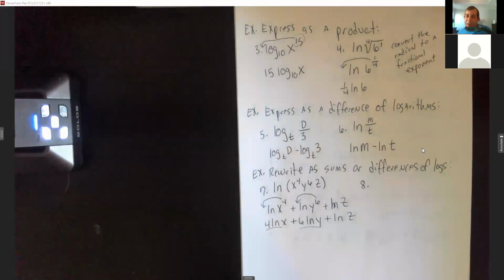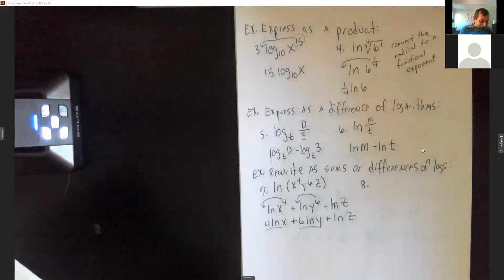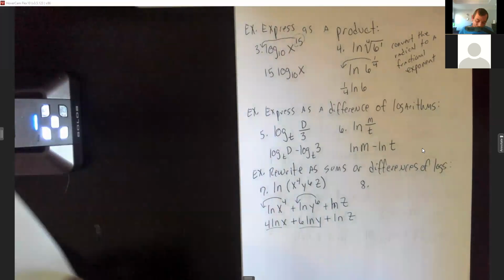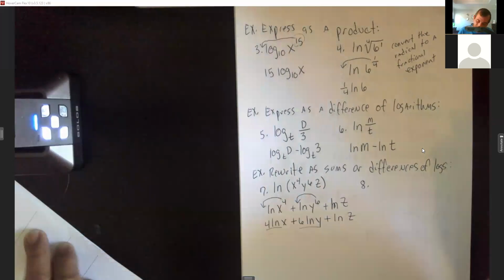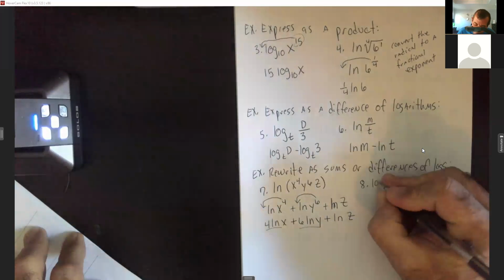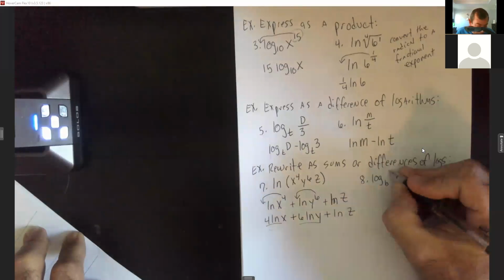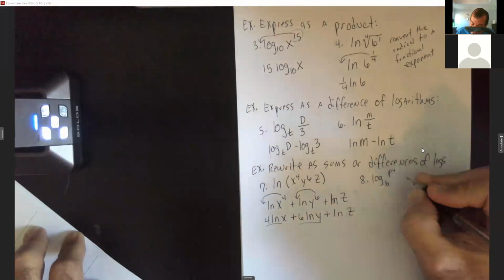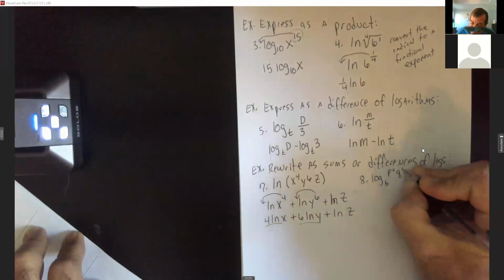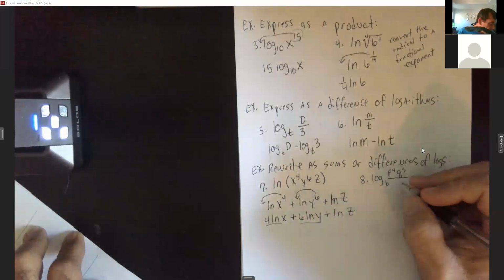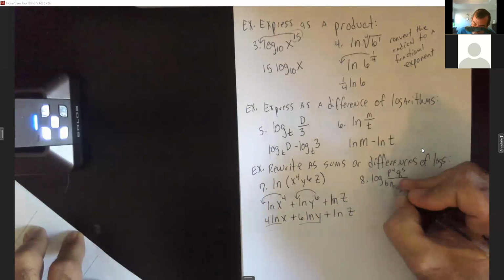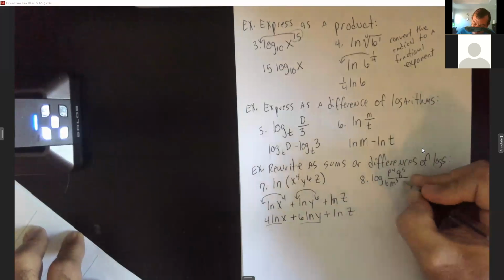Sort of fun doing math where you don't get any answers, you're just rewriting everything. All right, so let me turn out the big boy here: log base b of p to the 4th, q to the 5th, all over m to the 3rd, b to the 9th.